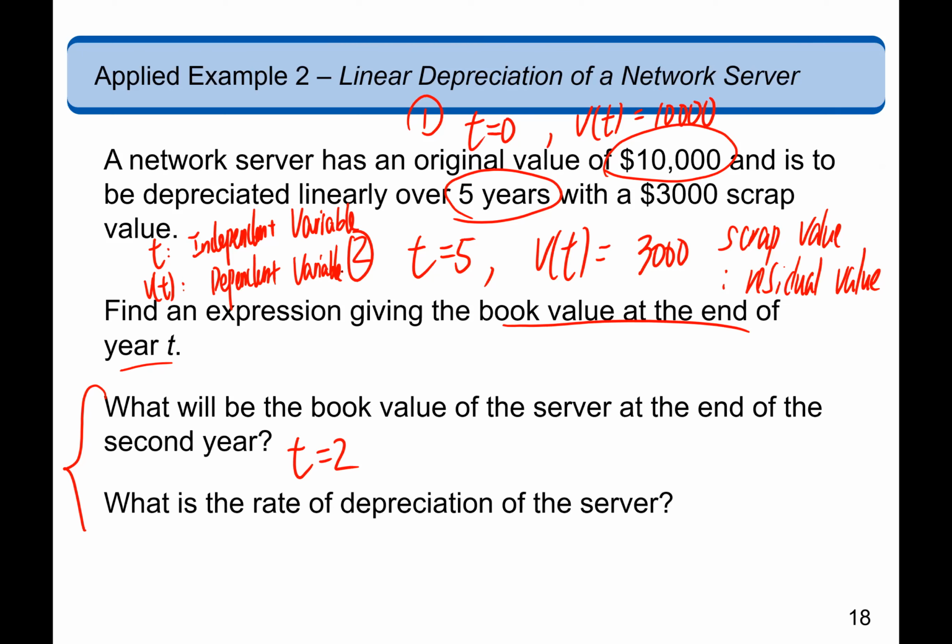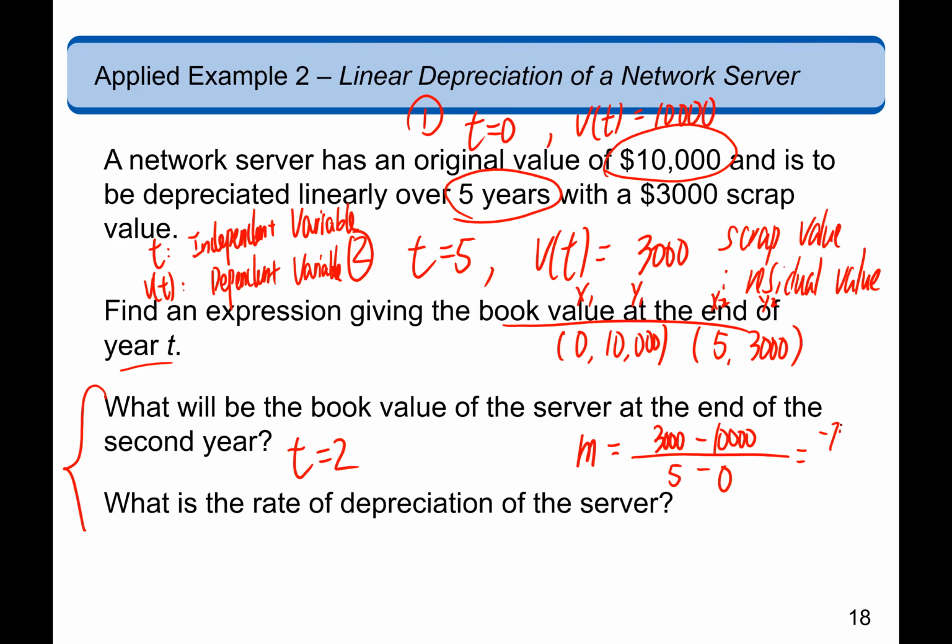So first of all, we can put it into ordered pairs, right? So the independent X value goes first: 0, 10,000. Okay, and the other ordered pair is 5 and 3,000. And we know that in order to set up the linear function, we need to know the slope. So for slope, we're using this formula, x1, y1, x2, y2. Right, so plug it in. So you get 3,000, that's y2, minus y1, which is 10,000, divided by 5 minus 0.